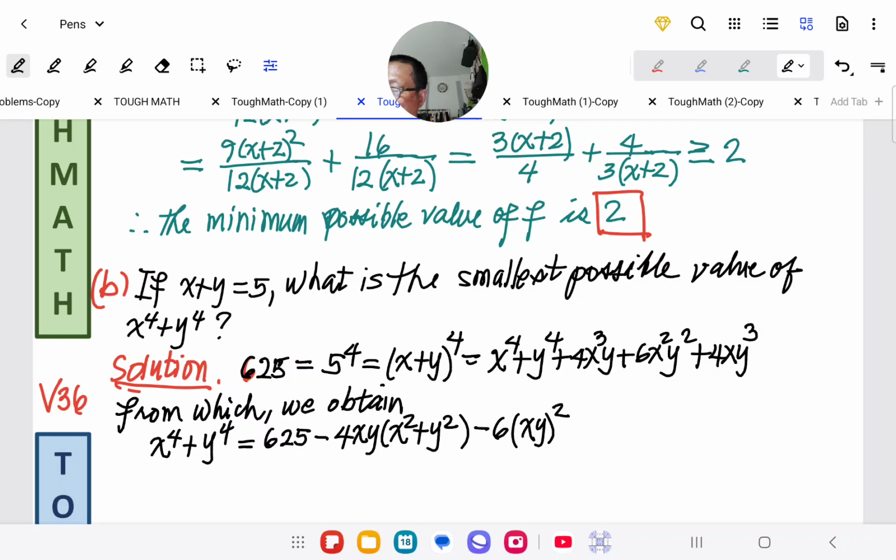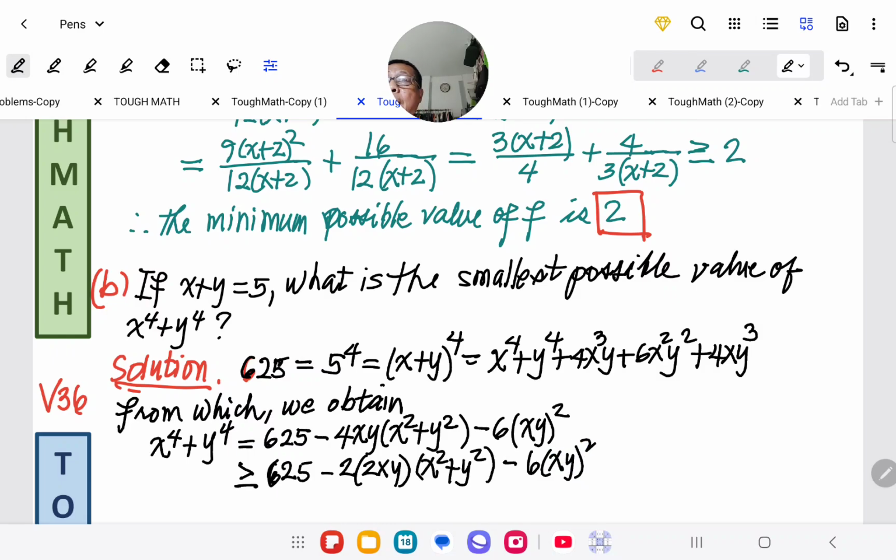Okay. Now, this is at least, or this is greater than or equal to 625 minus 2 times 2xy times x squared plus y squared minus 6 xy squared. This is still equal. I have not applied yet an inequality, a special inequality. So this is still equal to 625.